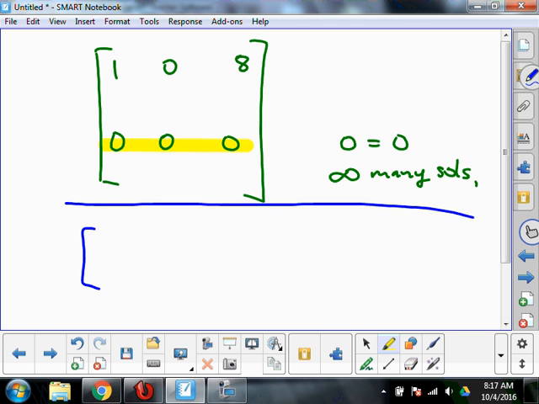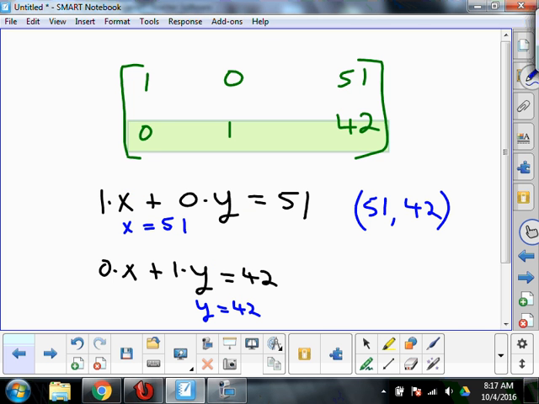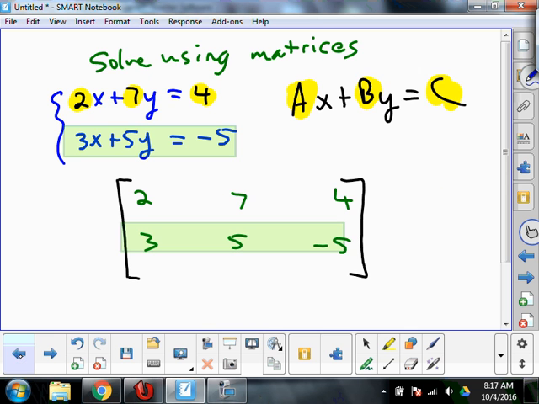Finally, on those special ones, if we had 1, 0, 5, and 0, 0, 1, what would the implication there be? 0 equals 1, which is false, which means we have parallel lines and there's no solution. Okay? But otherwise, if that doesn't happen, we got a situation like this. Everybody kind of get that, I hope? Okay, so the question is, how do we take our matrix, that 2, 7, 4, 3, 5, negative 5 matrix, and get it into that form? That's the question. It's matrix magic.